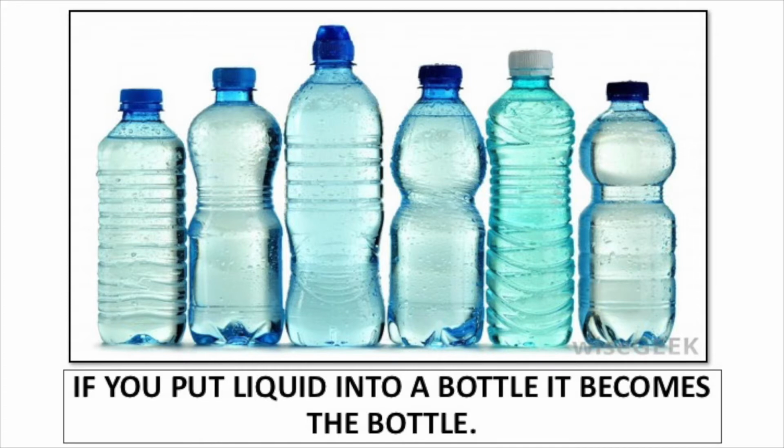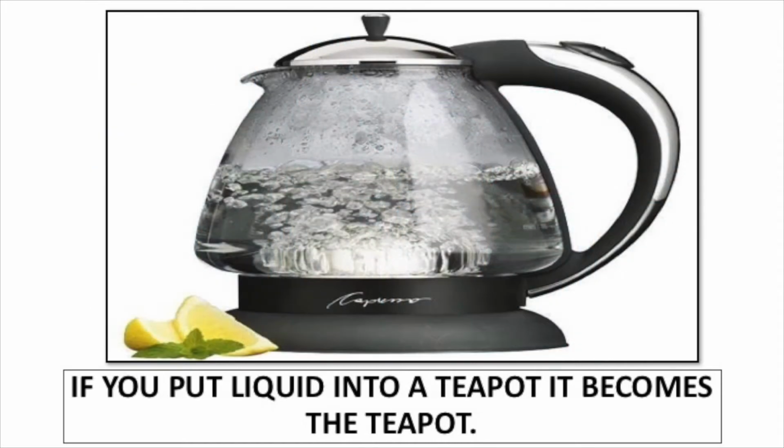And here we can see a picture of 6 different bottles of different sizes and different shapes. And notice each time the water just adopts the shape of the bottle. And then other containers too. If you put liquid into a teapot, it becomes the teapot. Now you can see here, a teapot is a strange shape. But notice how the liquid, in this case the water, always becomes the shape of the teapot.